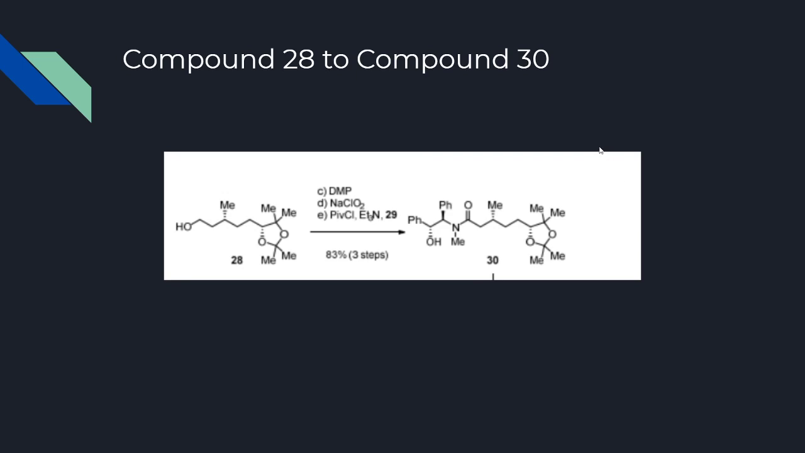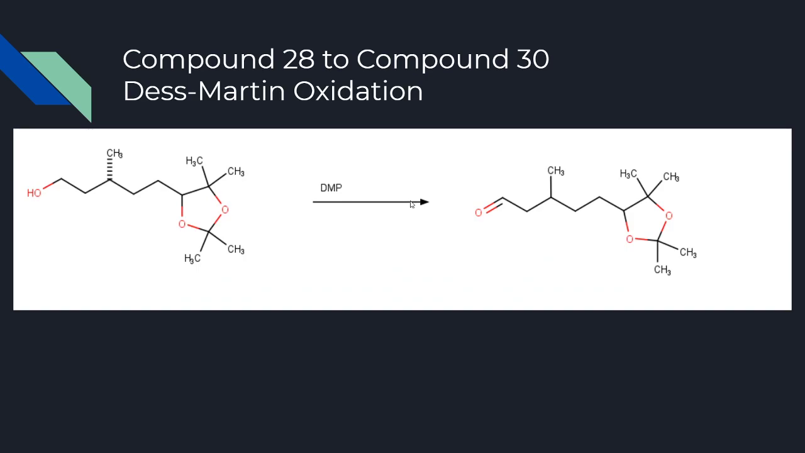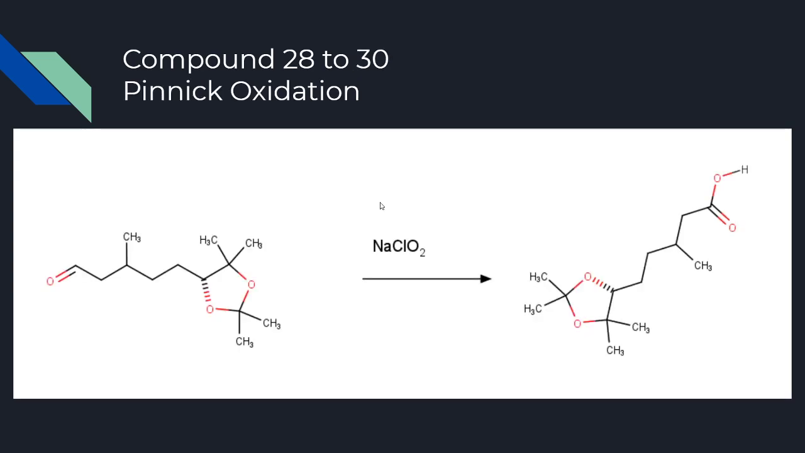So as you can see, this synthesis took 3 steps: a Dess-Martin oxidation, a Pinnick oxidation, and a condensation. So this is the Dess-Martin oxidation. We have seen this many times in organic chemistry. It converts a primary alcohol into an aldehyde. And here's the Pinnick oxidation, where the aldehyde is converted into a carboxylic acid. And we also have seen this in organic chemistry, so I'm not going to go over this. But I did do a step-by-step mechanism of this, so I won't explain it, but you can pause the video to see it if you want to.